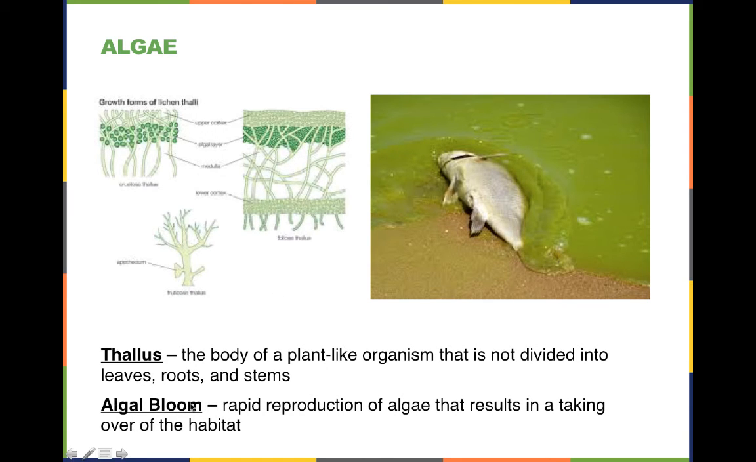Algae can bloom, can rapidly reproduce, and do what's known as an algal bloom. This picture over here is an example of an algal bloom. What happens is the algae can reproduce so rapidly that it takes over this entire habitat, consumes all the available oxygen, and results in the death of other animals and plants in this area. And this is a fish that has died because of an algal bloom and the associated consumption of the available resources.